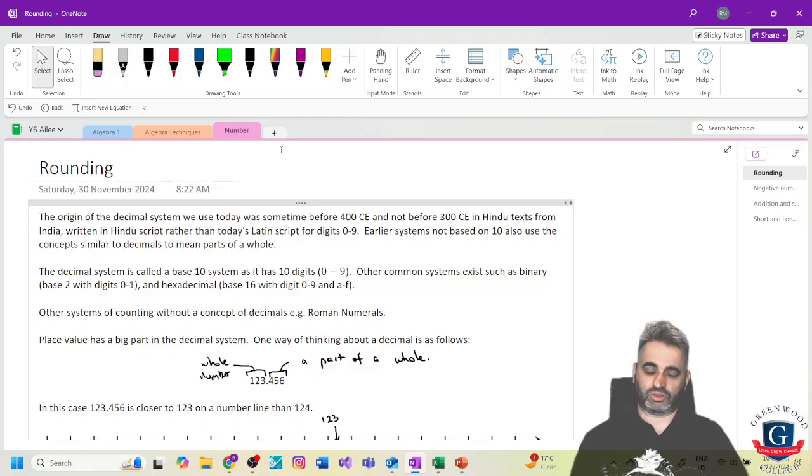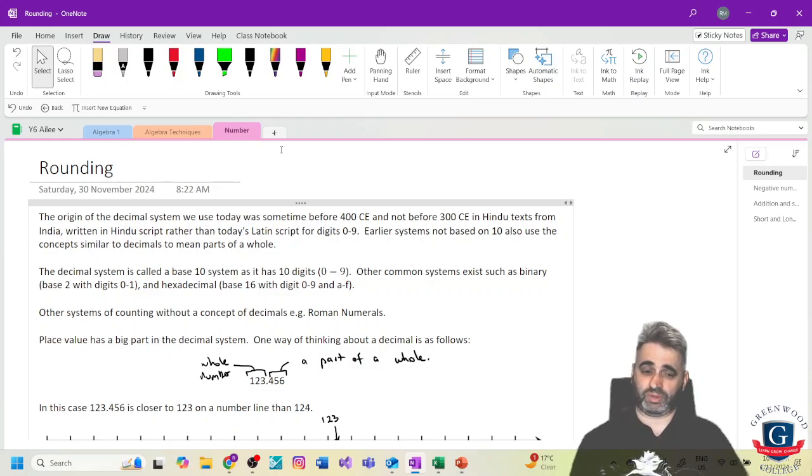Hi everyone, today we're going to do some rounding exercises and we'll start by looking at what the decimal system is telling us and then go from there. So the origin of the decimal system was somewhere between the 3rd and 4th century, and it was found first in Hindu texts, and then it was drawn by the Greeks, I believe, through Latin script until we had the digits that we use today, 0 to 9.